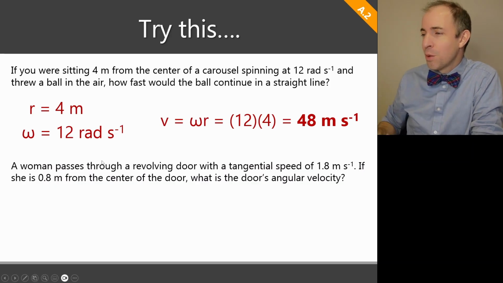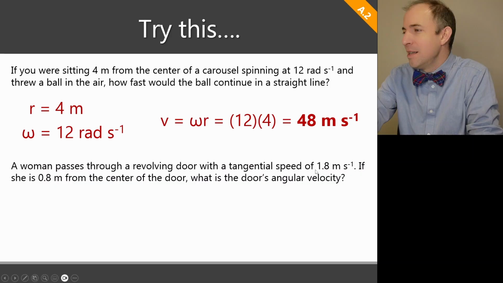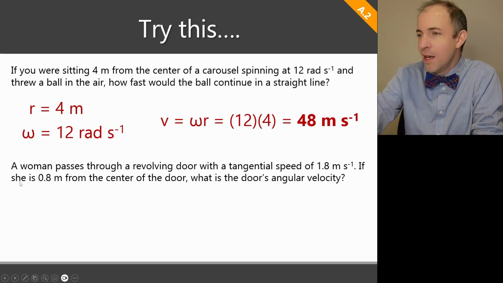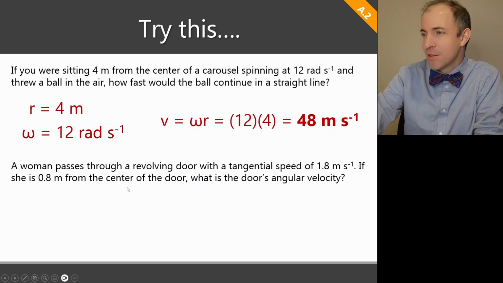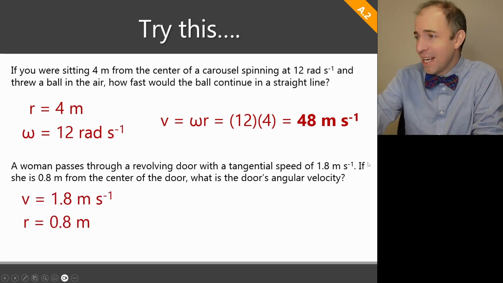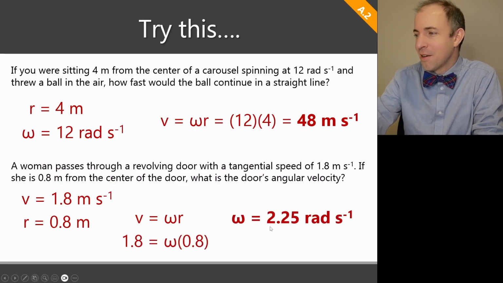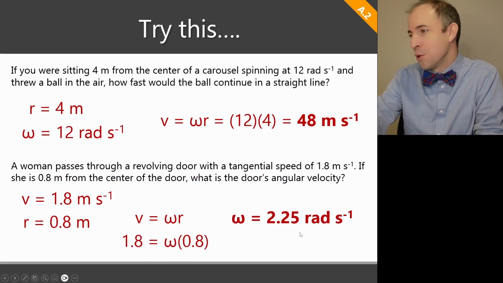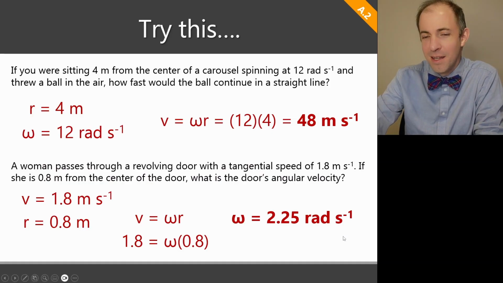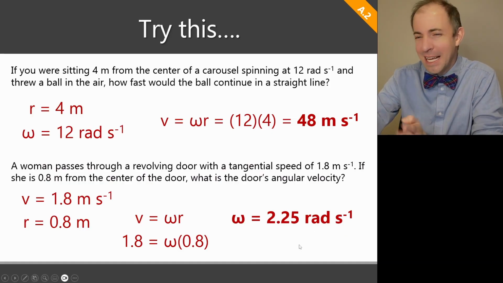A woman passes through a revolving door with a tangential speed, that's the same thing as a linear speed, of 1.8 meters per second. If she is 0.8 meters from the center of the door, what's the door's angular velocity? Again, I know V in this case because it's meters per second, and r is 0.8. V is equal to omega times r, and I can convert into omega, which is 2.25 radians per second. So it's about one time around for that angular velocity.